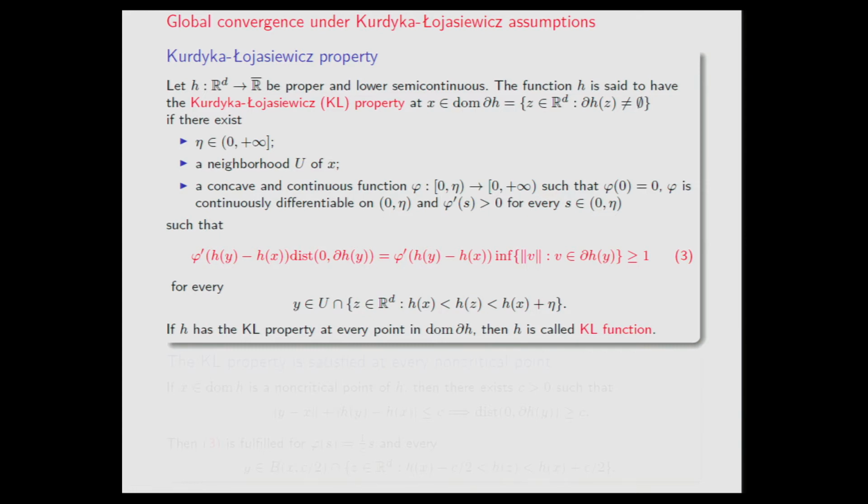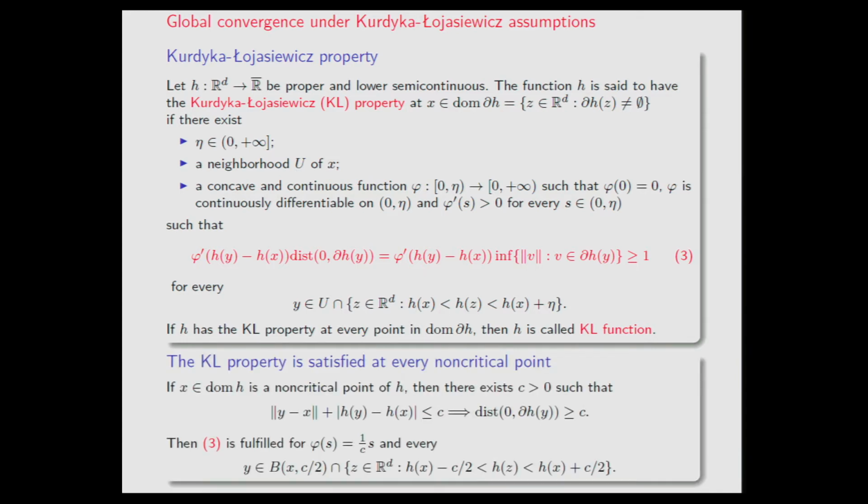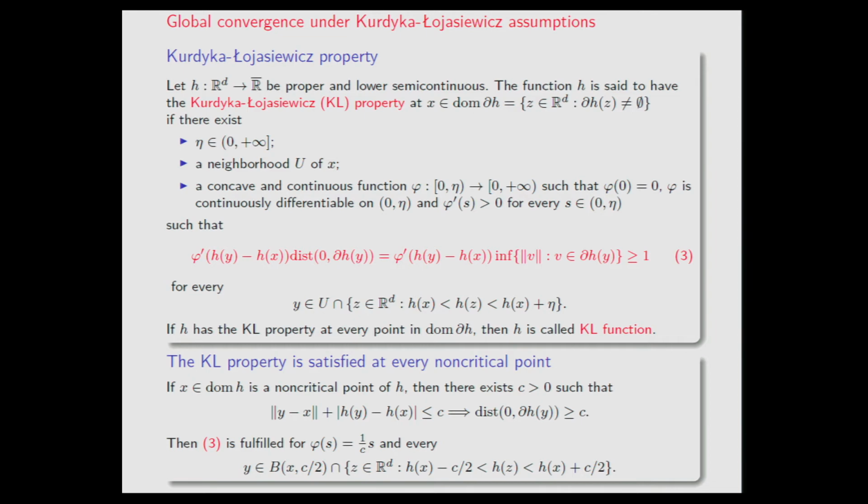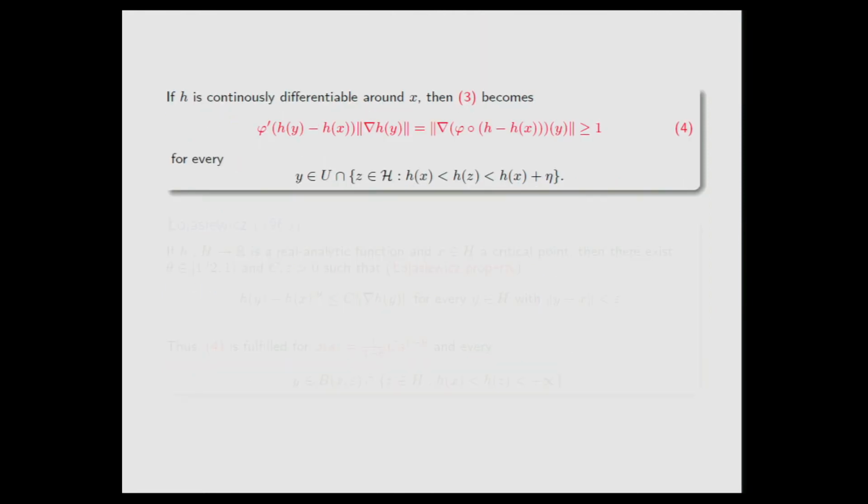And so this is a definition of a KL function, which looks very technical. It is defined at the critical points of the function h. It is satisfied at every non-critical point. This is a very simple property of the limiting differential and can be easily seen. Everything was motivated by the Łojasiewicz property of analytic functions. So if h is differentiable, what we have here is the distance from 0 to the subdifferential.